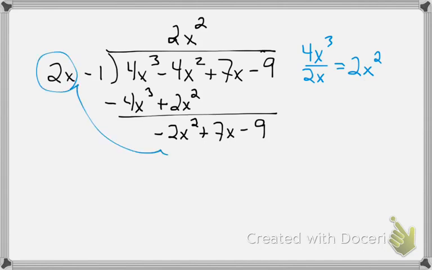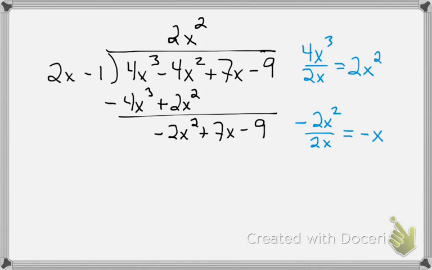How many times will 2x go into negative 2x squared? So we have negative 2x squared divided by 2x, which is negative 1x. Is that okay? Are you guys with me on this? Again, if you can't do it in your head just yet, that's fine. Right? Life goals. So I'll put minus x over the x column.